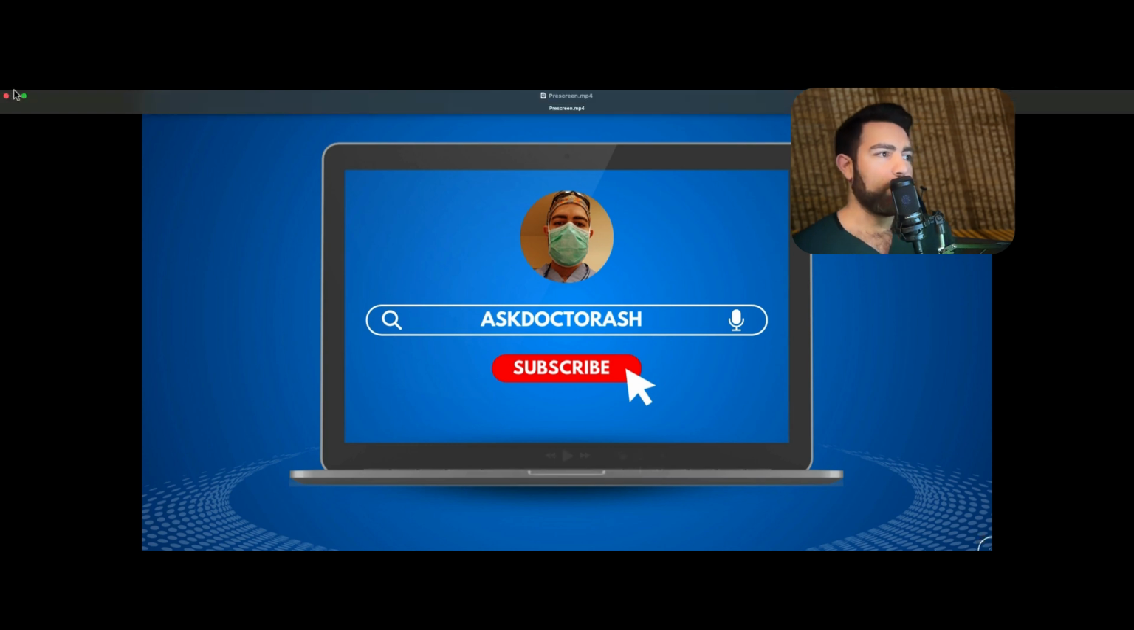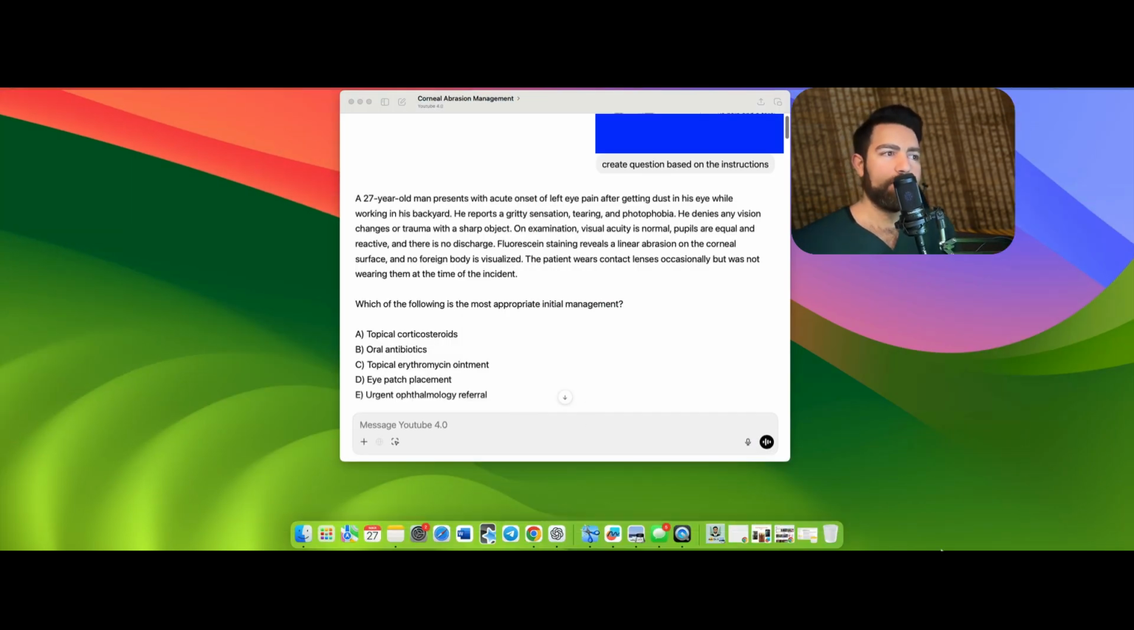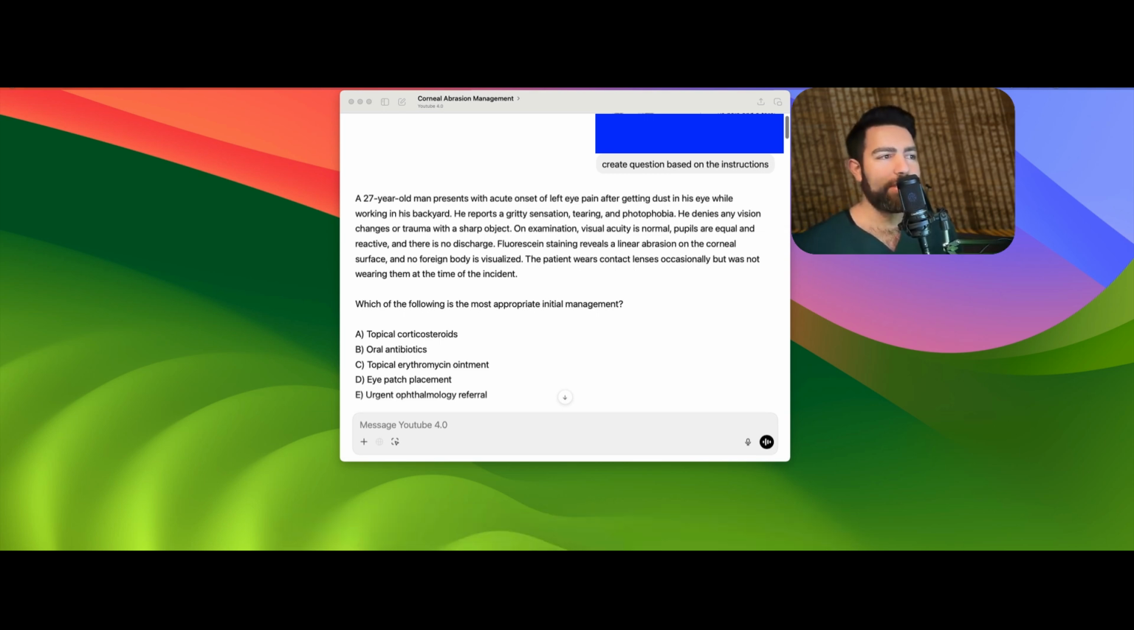So we have a 27-year-old man. He presents with acute onset of left eye pain after getting dust in his eyes while working in his backyard. He reports a gritty sensation, tearing, and photophobia. He denies any vision changes or trauma with a sharp object.